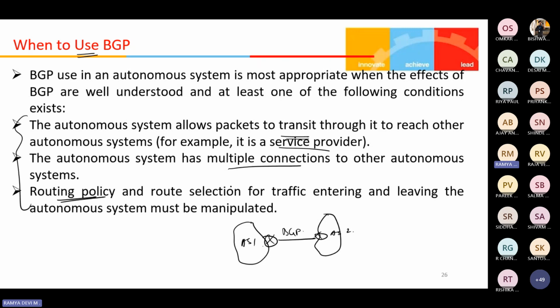So when to use BGP? If you want to connect to multiple autonomous systems, where packets transit through and you have to reach multiple autonomous systems, or you have multi-homing where you have to connect to multiple autonomous systems, or you have to go with advanced routing policies, in that case you can go for BGP.